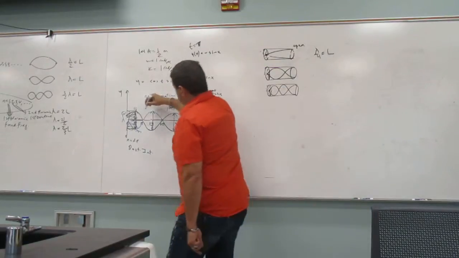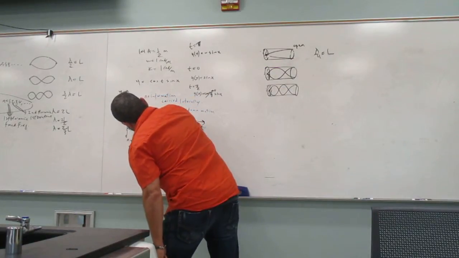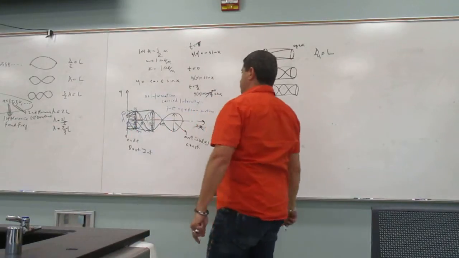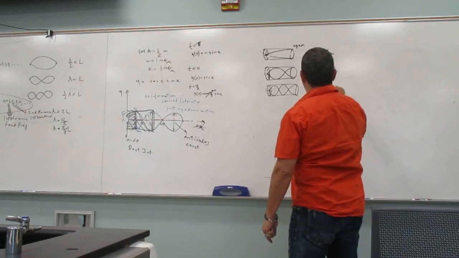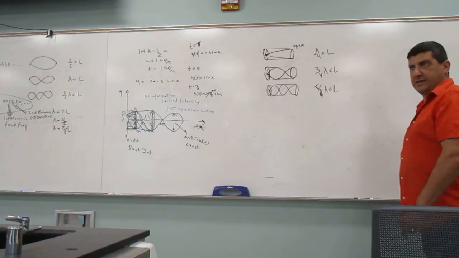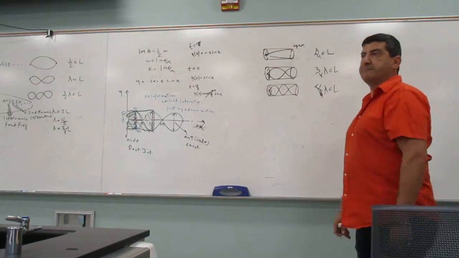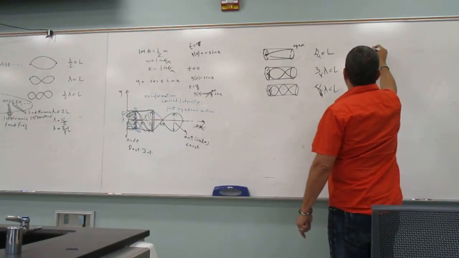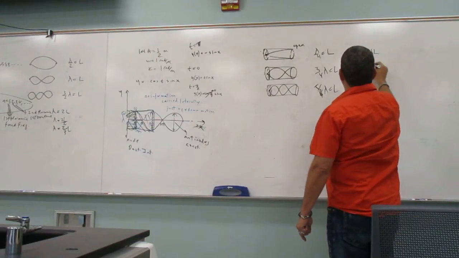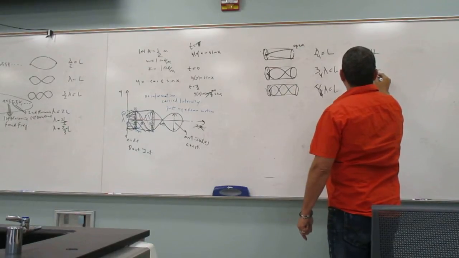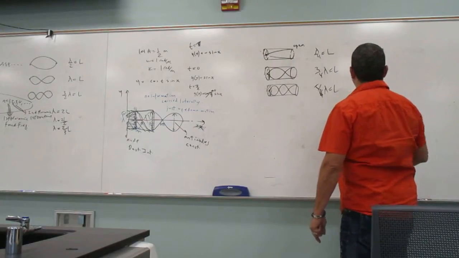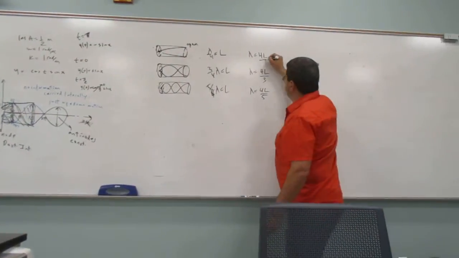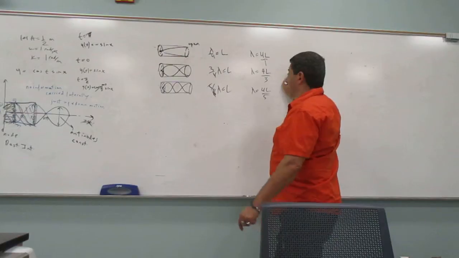And if the pipe is from here to here, then it's 3/4 of a wave, right? And 5/4 of a wave. Then we do the end thing. How do we write this? So 4L over 1, 4L over 3, 4L over 5.